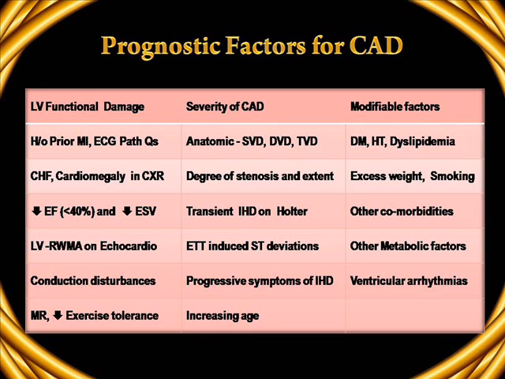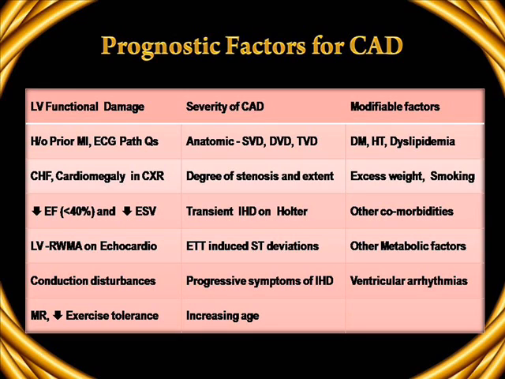The other important aspect is the severity of the coronary artery disease. Where is the coronary artery disease located in this patient? Is it a single vessel disease? Is it a double vessel disease? Is it a triple vessel disease? Is the left main affected? Is it the left anterior descending? Depending on the site and the number of vessels, the severity of the disease is determined, and that decides the prognosis. The degree of stenosis, is it less than 50%? Is it 50 to 75%? Or is it more than 75%? Or is it more than 90%? And the extent, that is the length of the stenotic or obstructive segment.